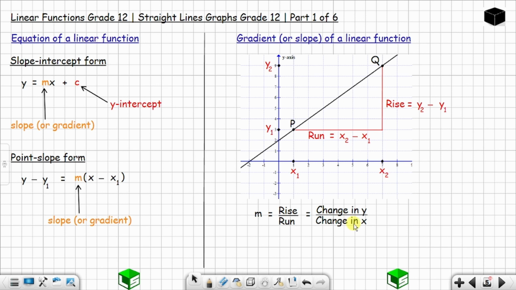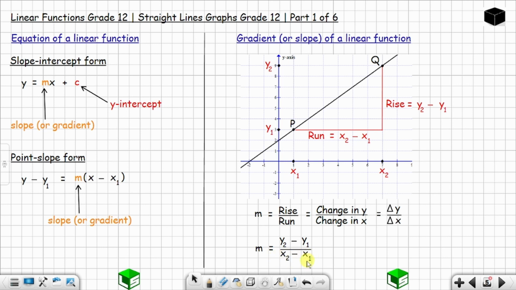Okay, run is equal to change in the x, rise is equal to change in the y. Or you can say this is equal to delta y over delta x. This is also the change in the y over the change in the x. So you can say that m, the gradient, is equal to y2 minus y1, this is your change in the y, over x2 minus x1, right? This is your change in the x.